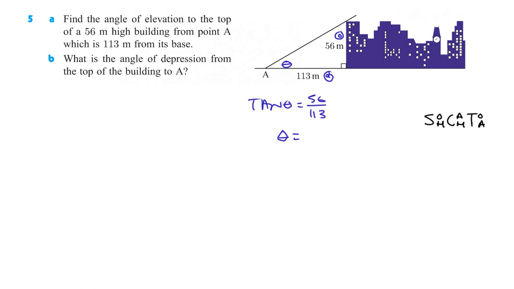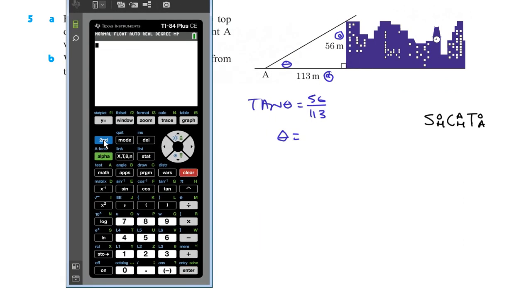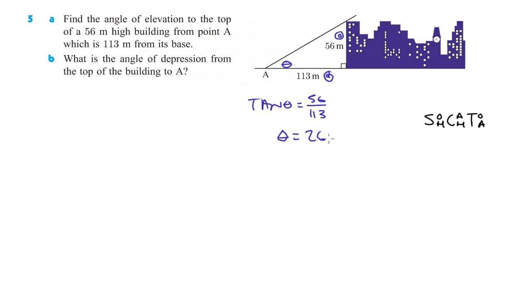And since we are looking for an angle, this is where we're going to want to do second tangent. So second tangent of 56 divided by 113 gives us 26.4 degrees.